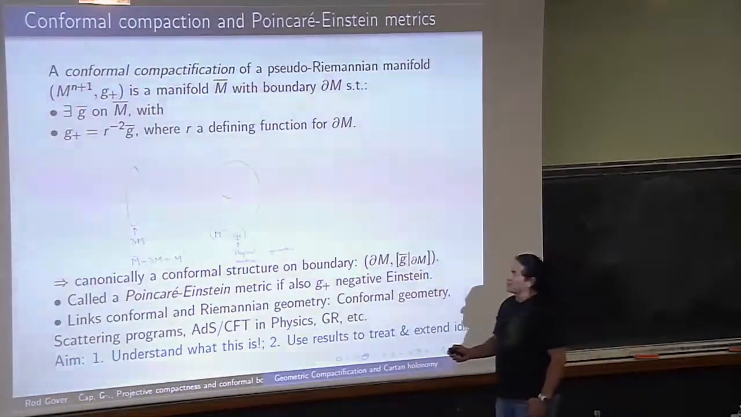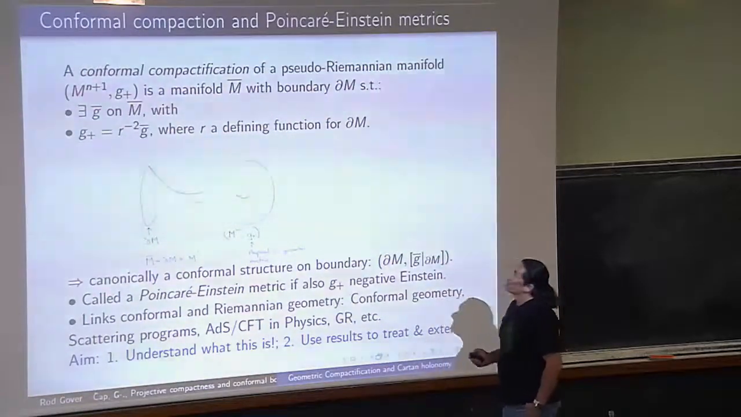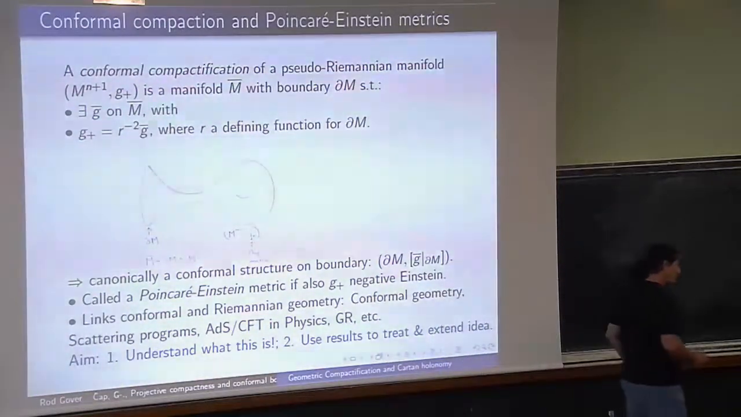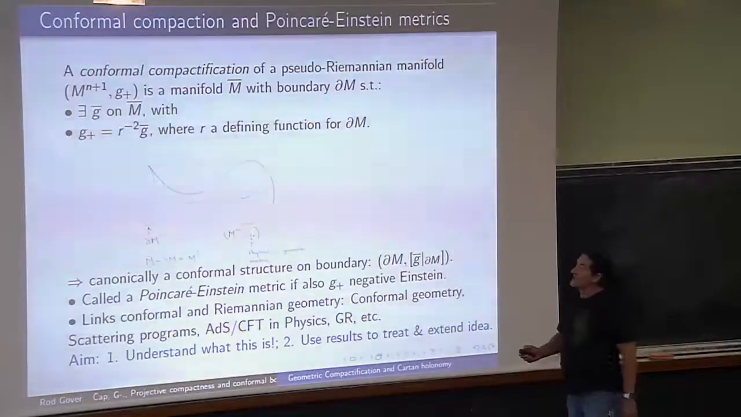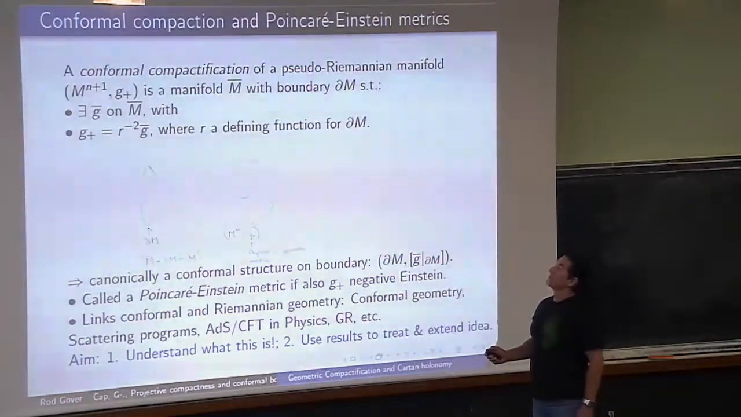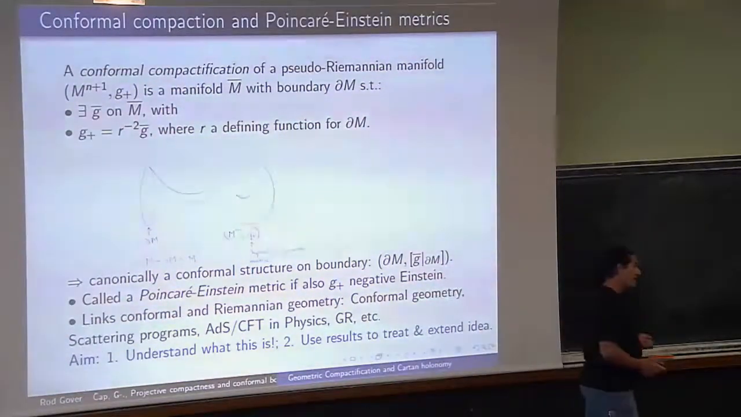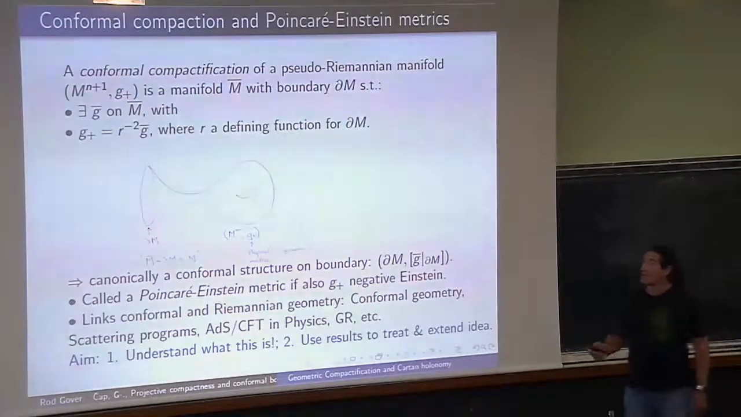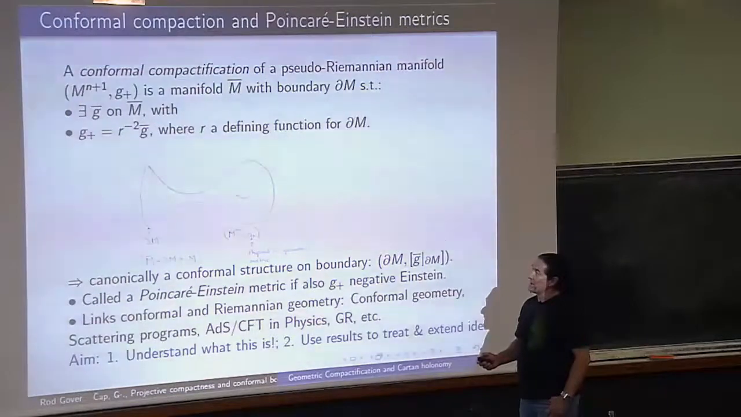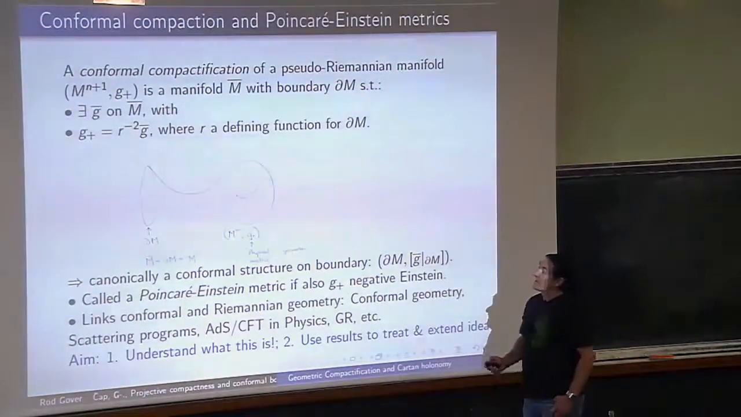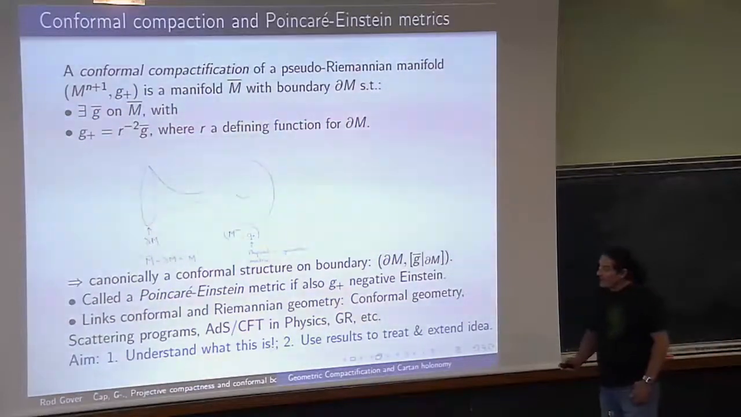So this smooth metric G bar, you multiply by R to the minus 2, where R is a defining function for the boundary. What that means is that the boundary is the zero locus of this function, and also that the derivative of the function is not zero along the boundary. So that's what I mean by defining function. So obviously this metric blows up at the boundary, and the boundary's at infinity according to, for instance, geodesics on the inside and so on.